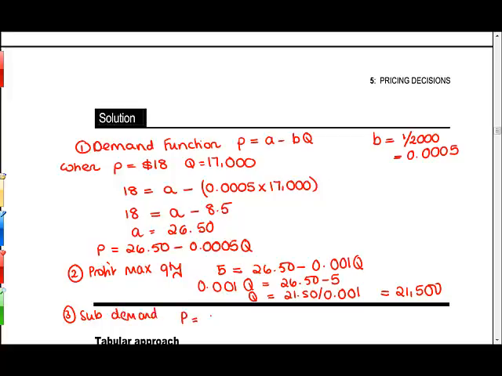So what's the price going to be when the quantity is 21,500? Remember, we revert back to 0.0005 at this point because we're back into the demand function. So the theoretical maximum price is going to be $15.75. And that is the price which, if the demand equation is true, if that relationship between price and quantity holds true, that's the price which will maximise profits.